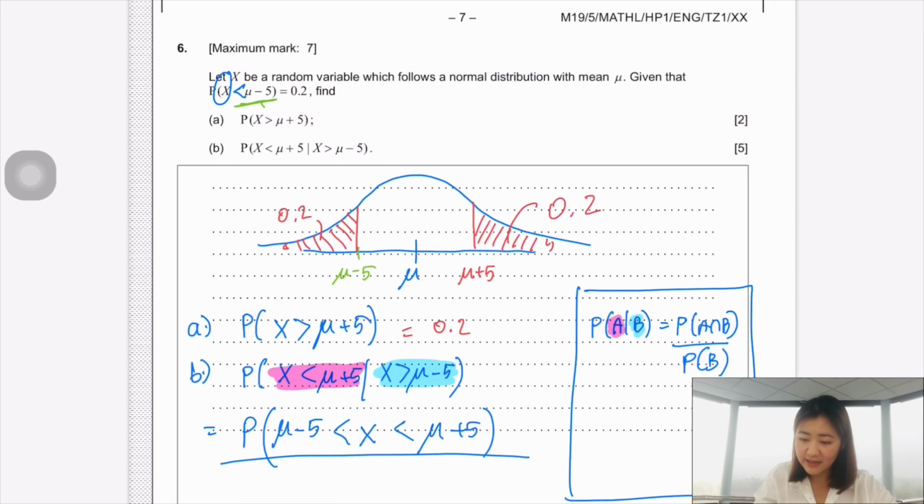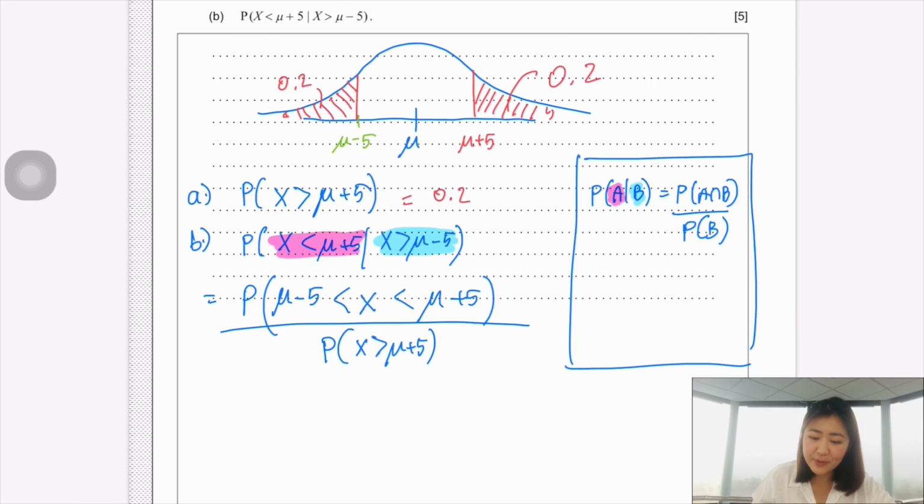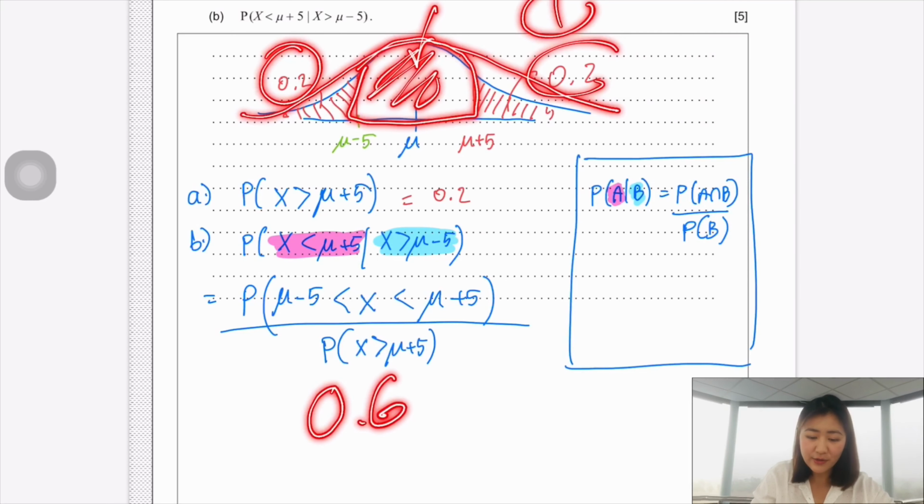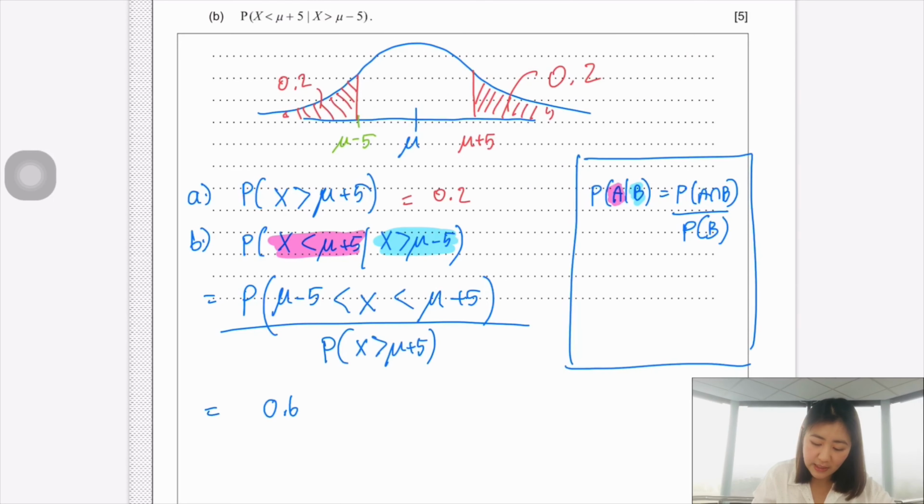And over probability of B, P(B), so P of this one. So probability of x greater than mu plus 5. Okay, and then we just put the value in. So here, this is the white region here. The whole region is 1, right? So this is 0.2, 0.2. This part that we want is just 0.6. Okay, so it's 0.6 over x greater than mu plus 5.